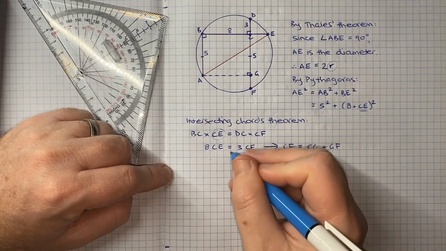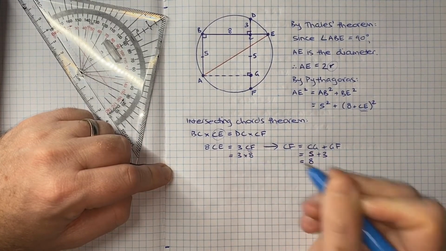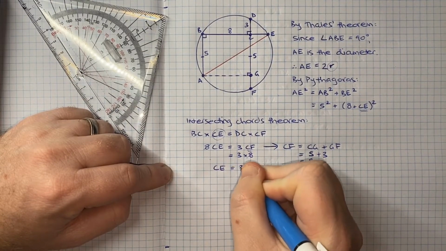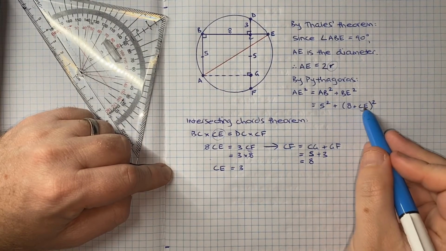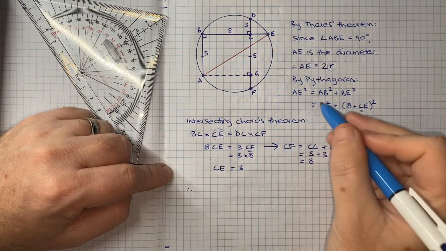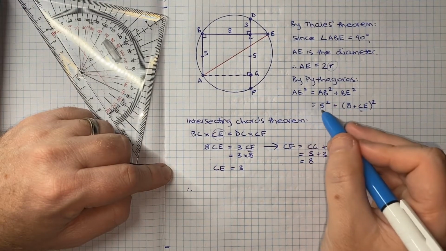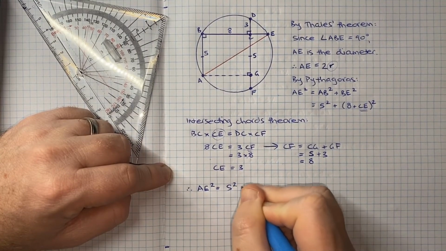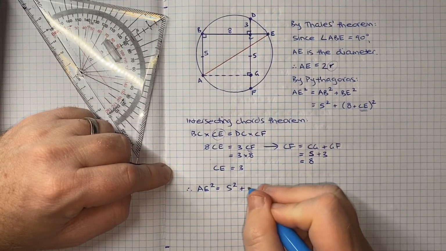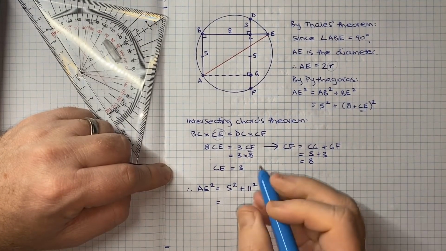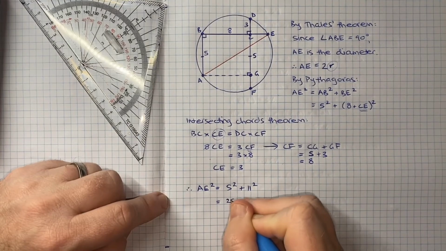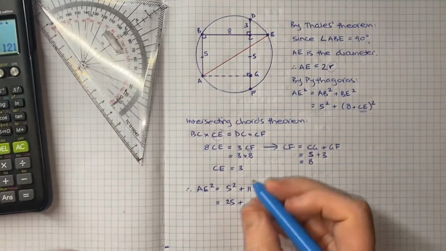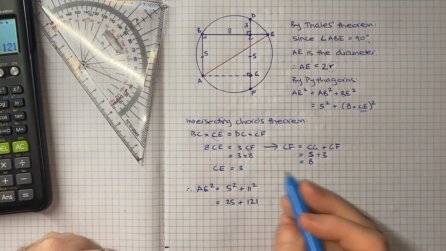So 8 times CE equals 3 times 8, and these 2 8s will cancel, leaving us with CE being equal to 3. So now we can plug that back over here, rejoining up here, I can say AE squared is equal to 5 squared plus 8 plus 3 is 11, so plus 11 squared. So that's going to be 25 plus 11 squared, which should be 121. 11 squared, yep, 121. So that's going to be 146.